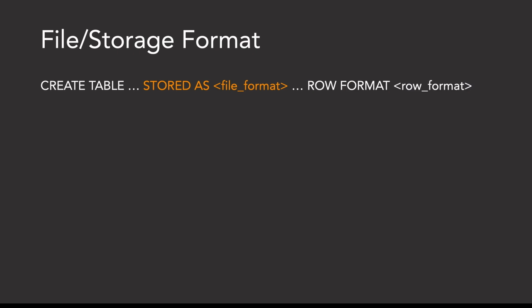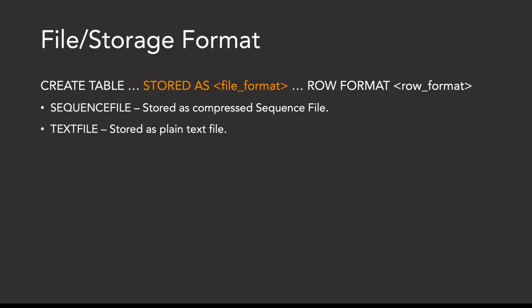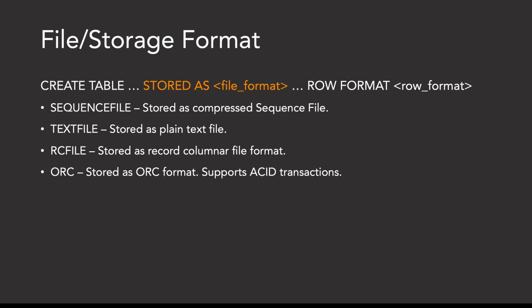And now let's talk about the stored as file format. So when you mention sequence file, the data would be stored as compressed sequence file. In case of text file, it is stored as plain text file. RC file would store the record as record columnar file format. In ORC, it will be in ORC format, and this is the only format that supports ACID transactions in Hive. We'll talk about ACID transactions later on.